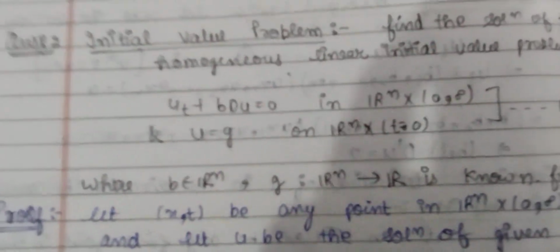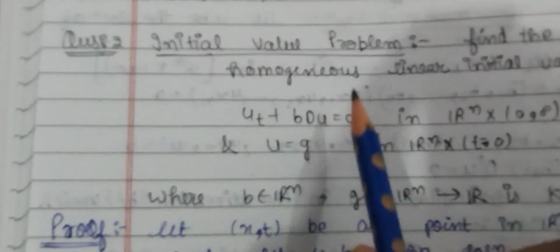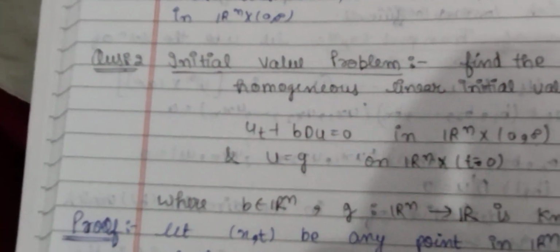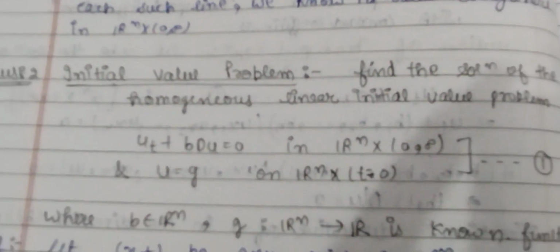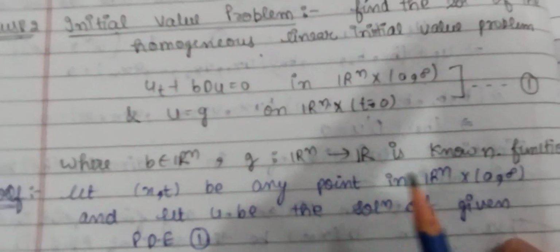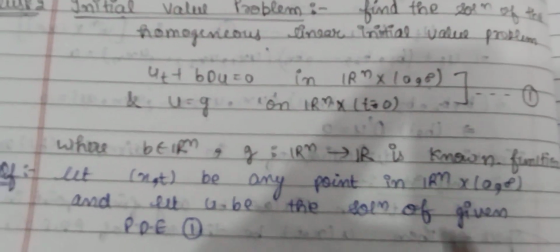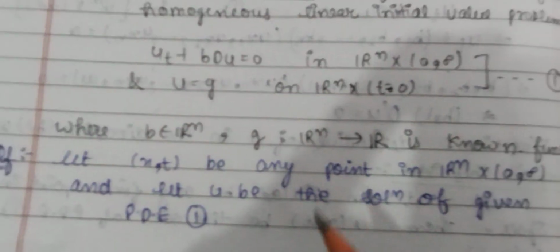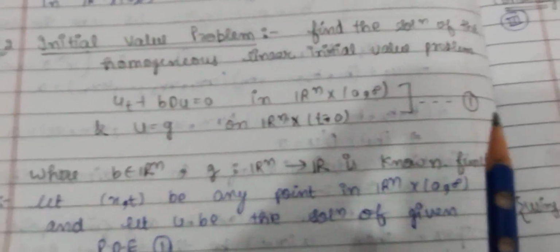Previously we have discussed the transport equation, where we know that this is the general form of the transport equation, which is an example of a simple linear partial differential equation also. So let us discuss the proof of the initial value problem. Let (x, t) be any point in R^n cross (0, infinity). We suppose any point x at time t, and let u be the solution of the given partial differential equation 1, which we marked here.